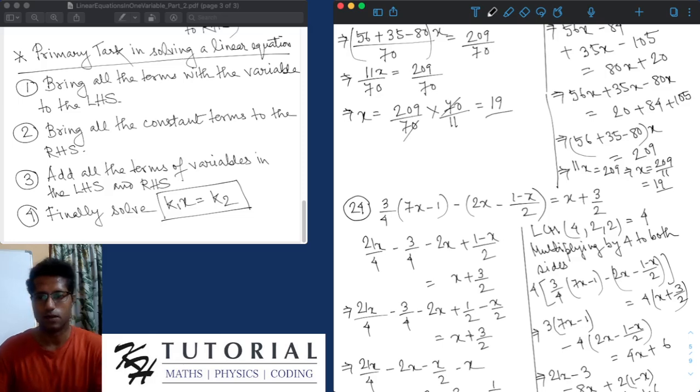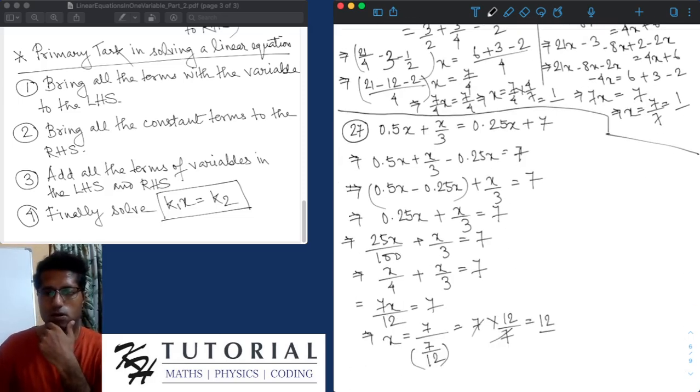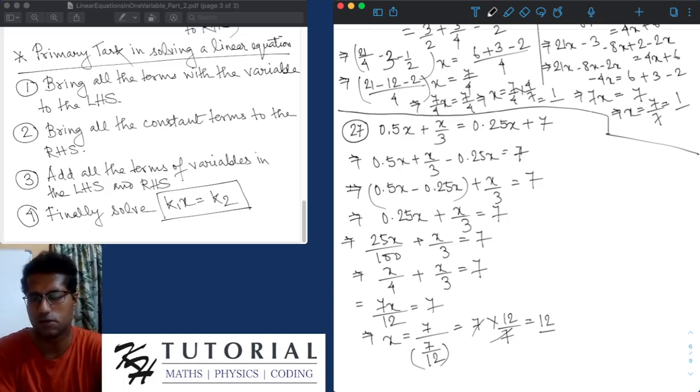with that LCM. And for equations having decimal numbers as constants or as coefficients of the variables, you can multiply both the LHS and the RHS by a power of 10, and that power will be the maximum decimal places of all the decimal numbers, which could be a constant term or a coefficient of the variable x.